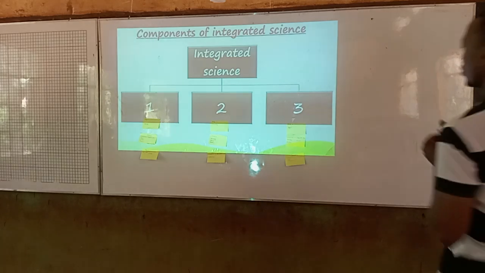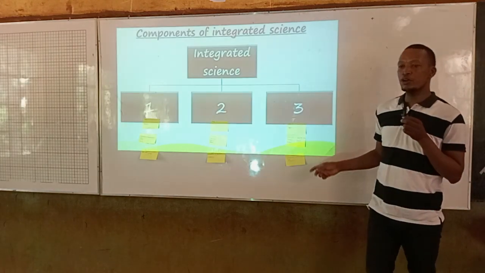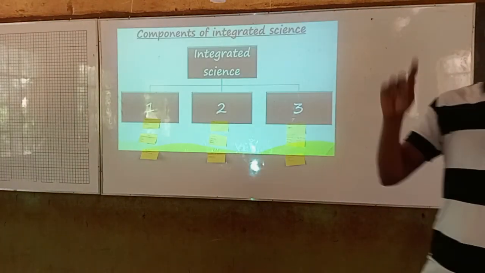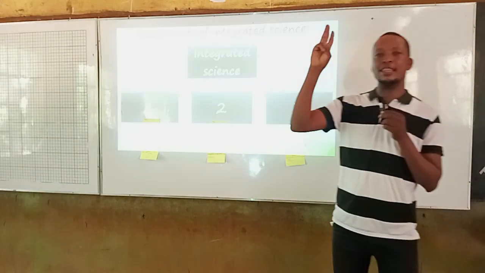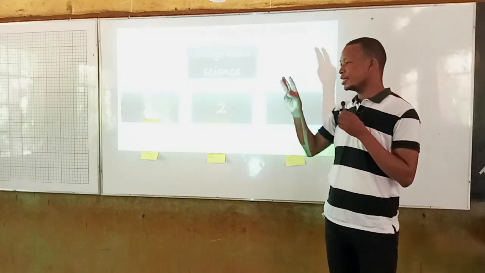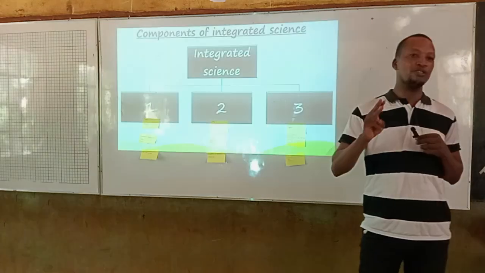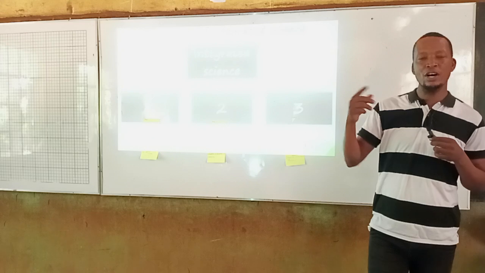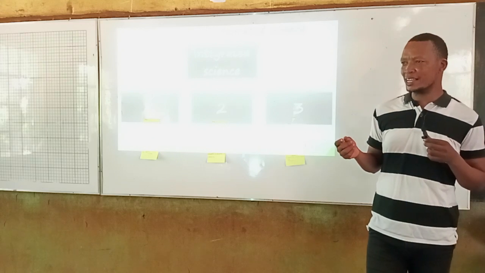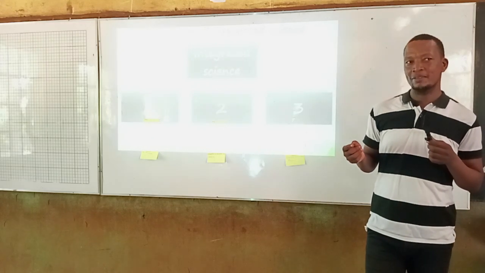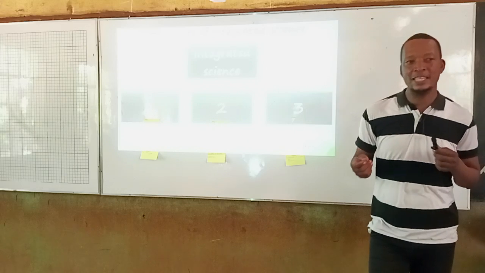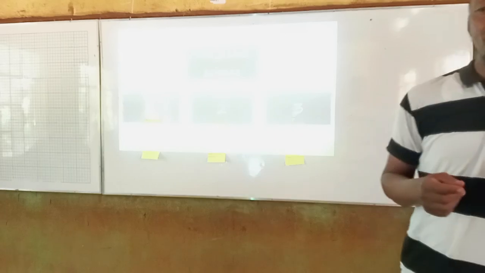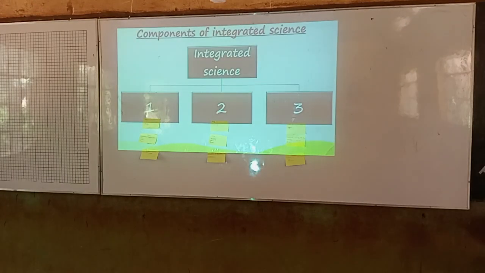So, what can we conclude? We conclude about components of integrated science, isn't it? So, we say that there are 3 components of integrated science. And these components of integrated science are, no, we are not making chorus answers. Yes, Kelvin? Very good, Kelvin.